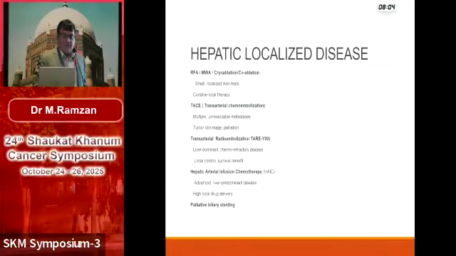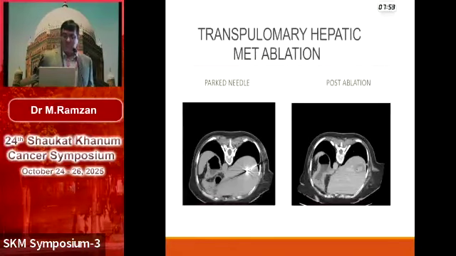I haven't done this before. And we can do palliative procedures, like where the metastasis has compressed the biliary system, we can do biliary drainage or stenting. So this is one of the examples.